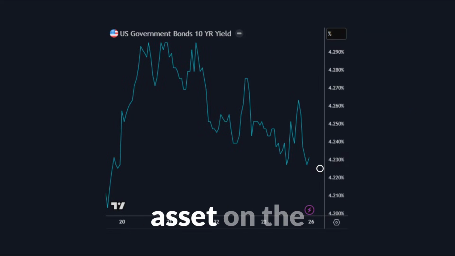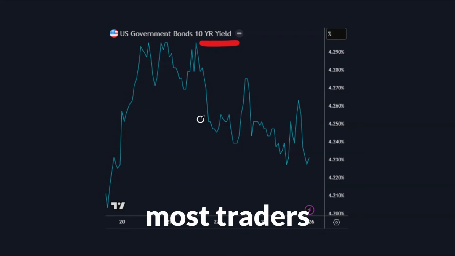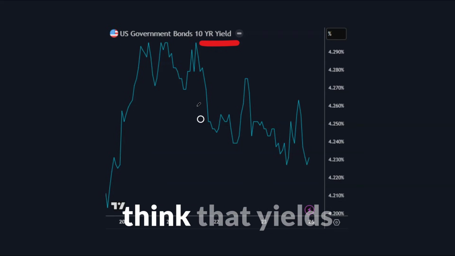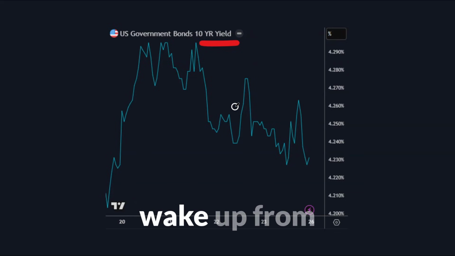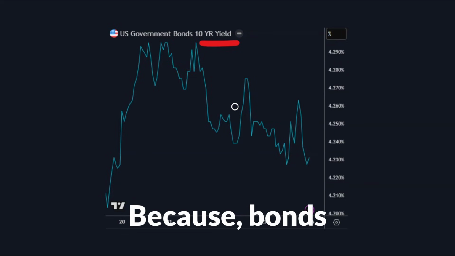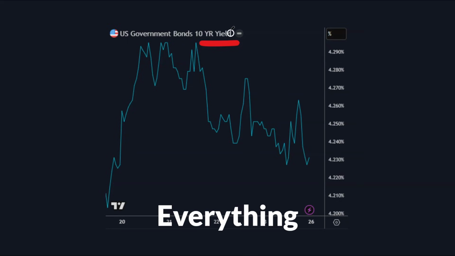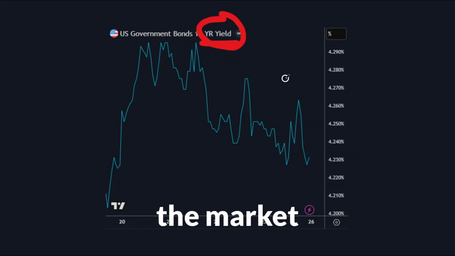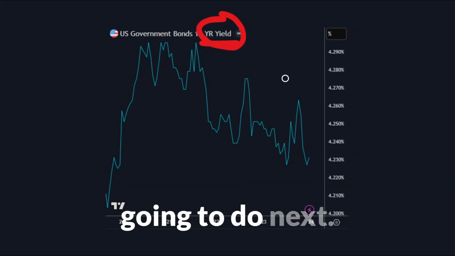Now, the first asset on the list is the US 10-year yield. This is where most traders I know start to get bored because most people think that yields are boring. The bond market is boring. Well, I want you to wake up from that thinking because bonds are actually the most important market of all. Everything revolves around yield. Yields are basically the market whispering to itself about growth, about inflation, about what the Fed is going to do next.